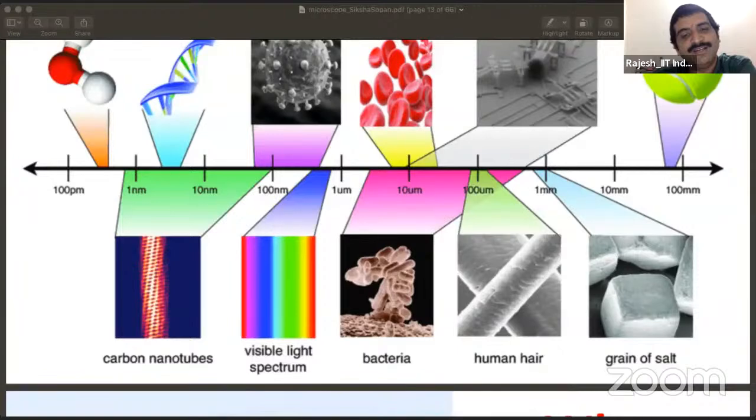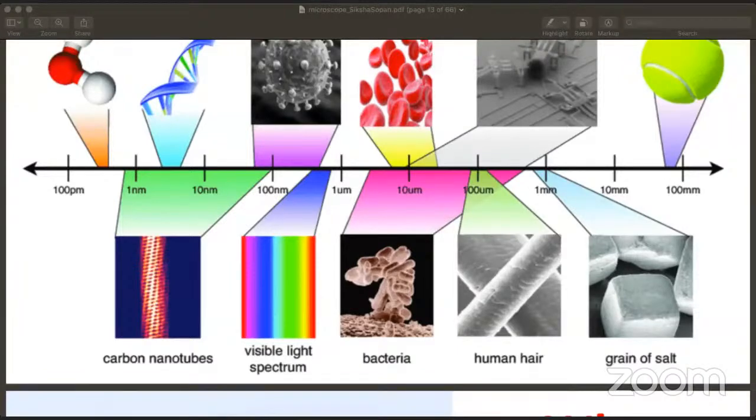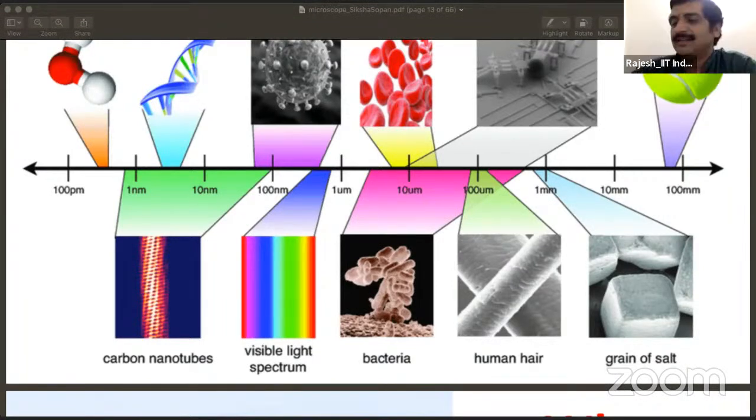Sir, sorry to disturb. If we go the other way around and keep increasing the refractive index of that medium, what would be the view of an object? What does view mean? How transparent the material is. What will the refractive index tell about how transparent the material will be?